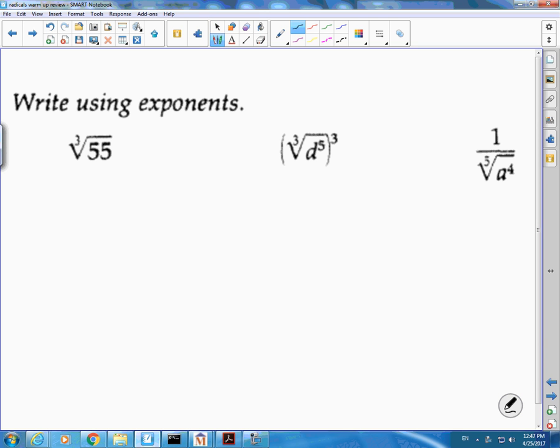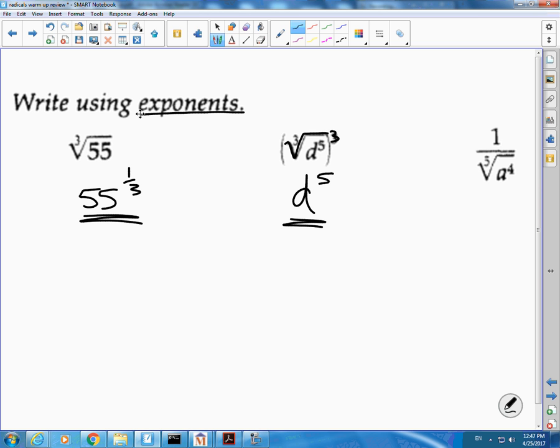Okay, the first question is pretty straightforward. You just want to change this from a radical form to an exponential notation. And as you can see, there's no perfect cube root in 55, so that's all you can do with that. This one, too, is meant to be pretty easy. If you cube root a number and then you cube it right away, well, then those two operations cancel each other out. So that's all you can do with that.